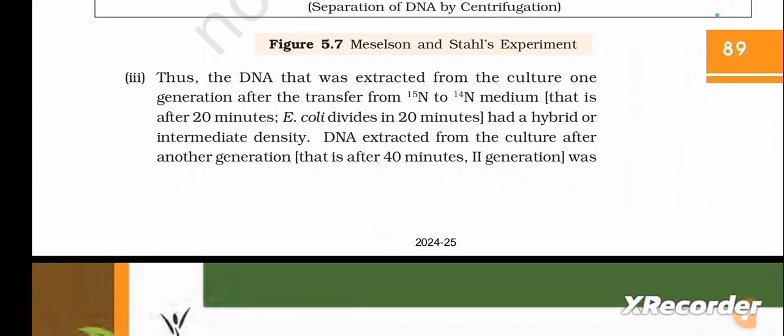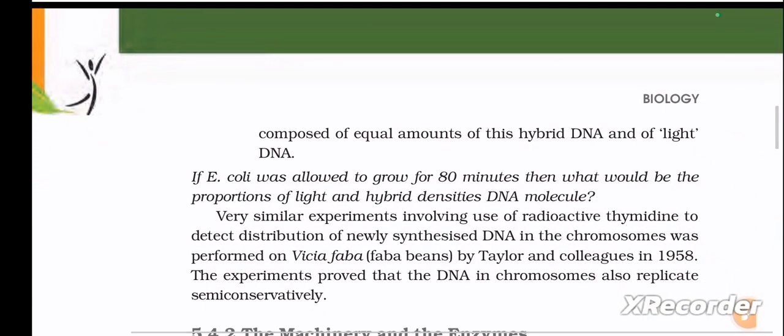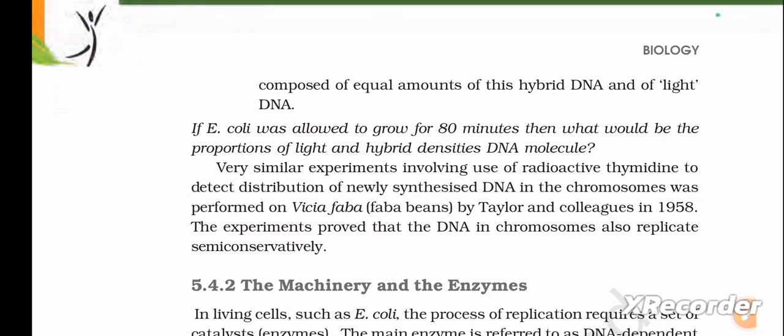Next, third one. Thus, the DNA that was extracted from the culture one generation after the transfer from 15N to 14N medium, that is, after 20 minutes (E. coli divides in 20 minutes), had a hybrid or intermediate density. DNA extracted from the culture after another generation, that is, after 40 minutes, second generation, was composed of equal amounts of this hybrid DNA and of light DNA. If E. coli was allowed to grow for 80 minutes, then what would be the properties of light and hybrid density DNA molecules?